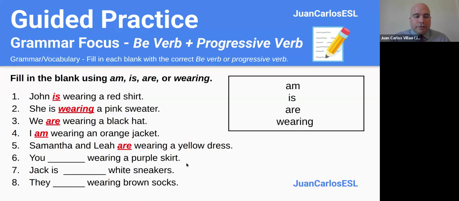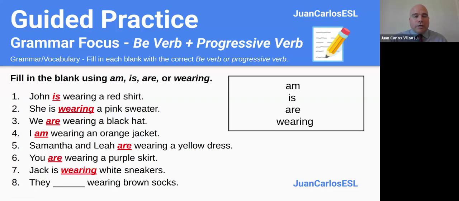Number 6, you blank wearing a purple skirt. You are wearing a purple skirt. Okay, you are wearing a purple skirt. So that is number 6. You are wearing a purple skirt. Number 7, Jack is wearing white sneakers.